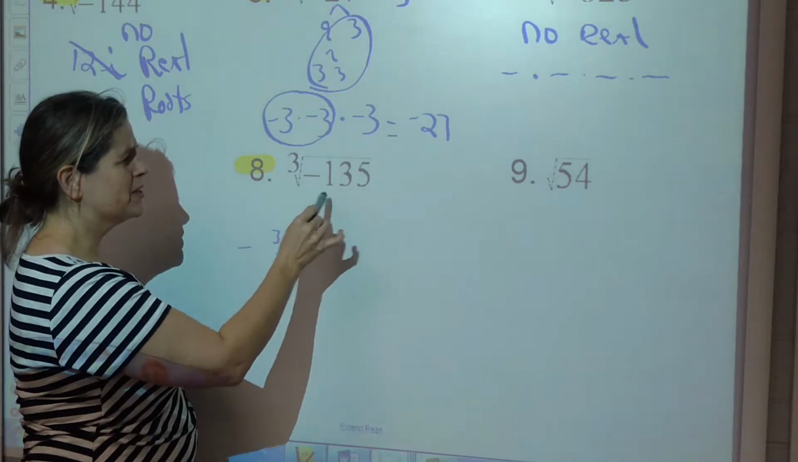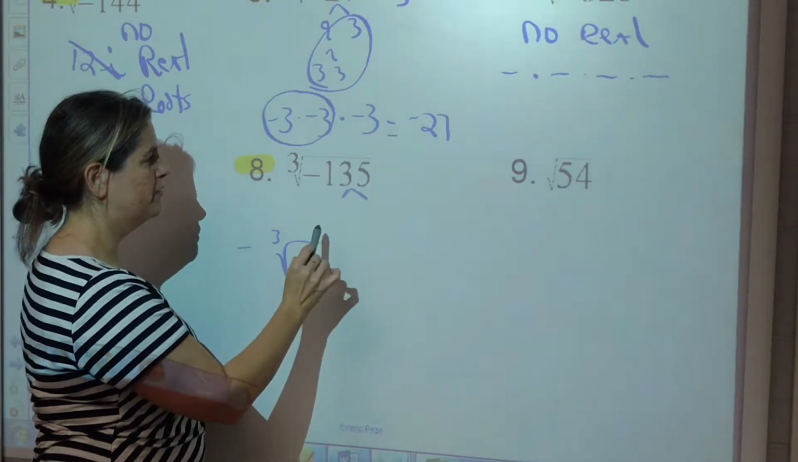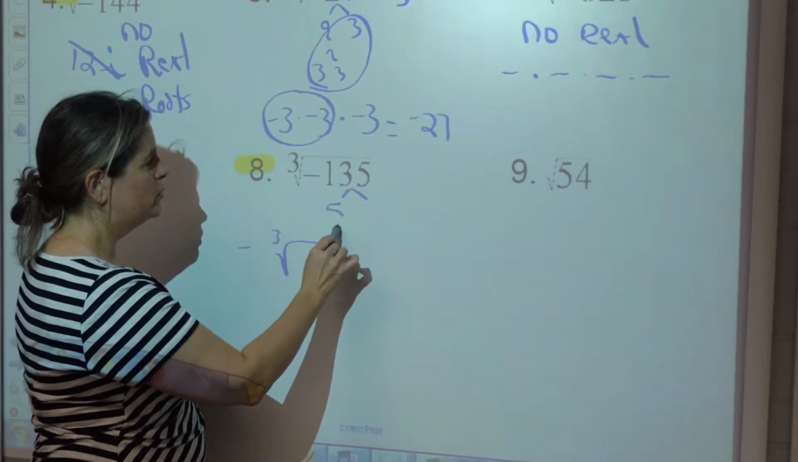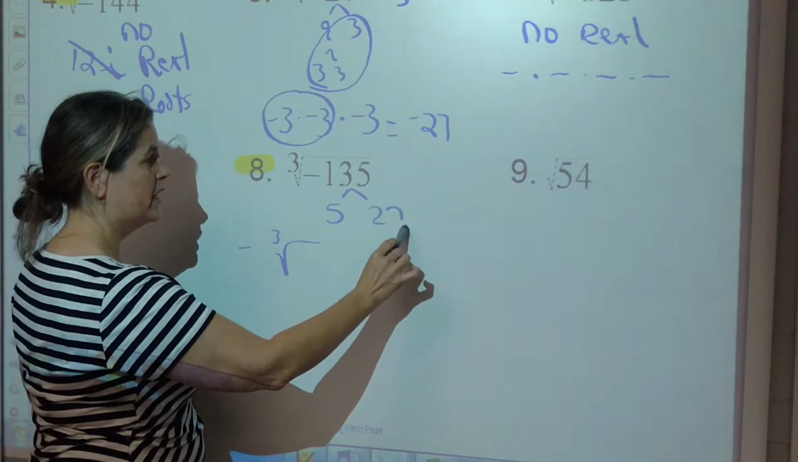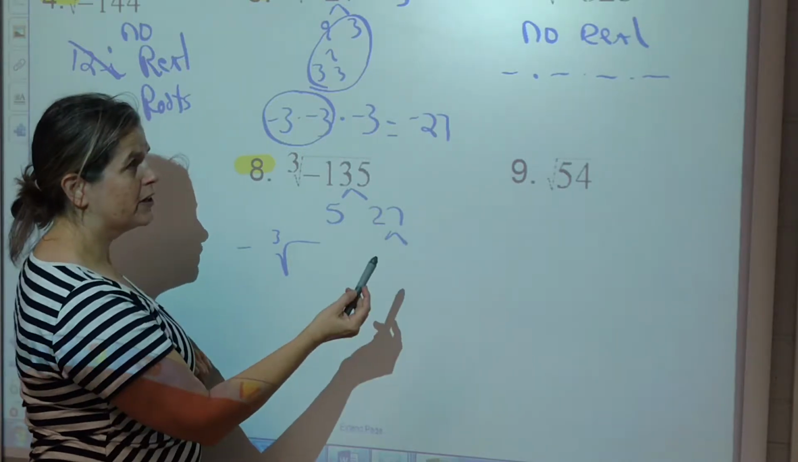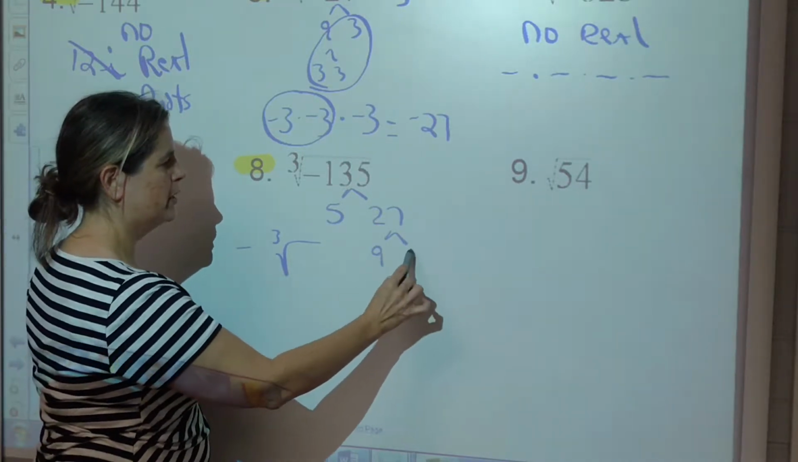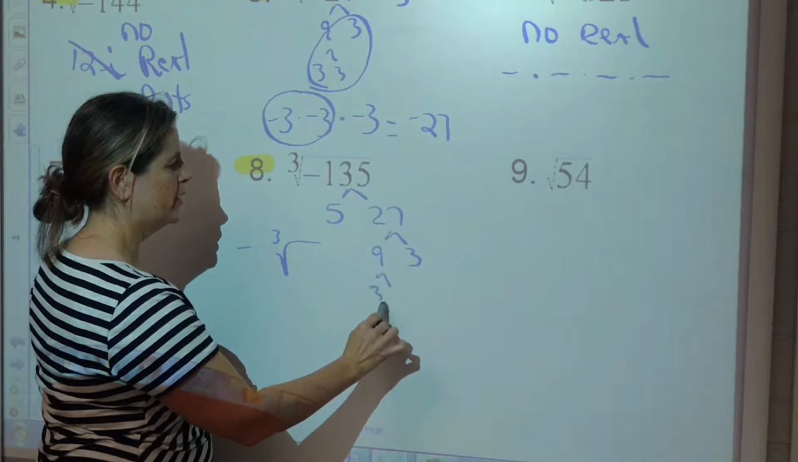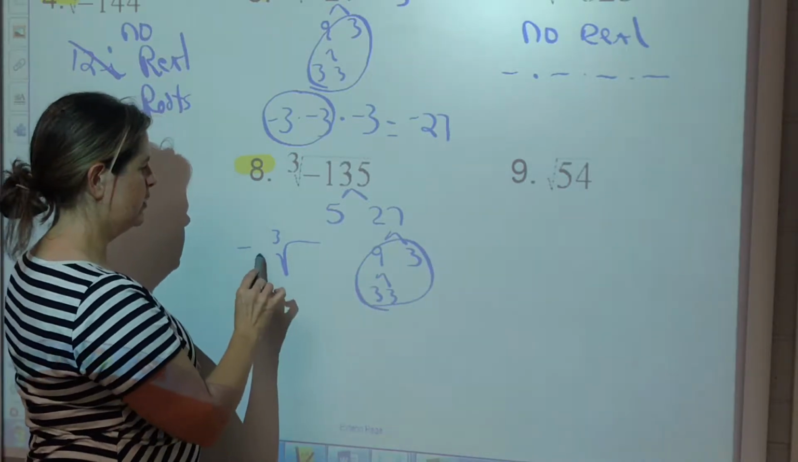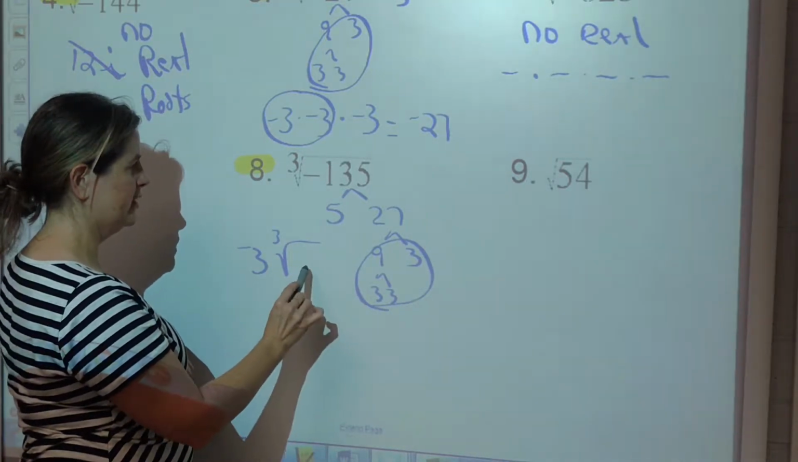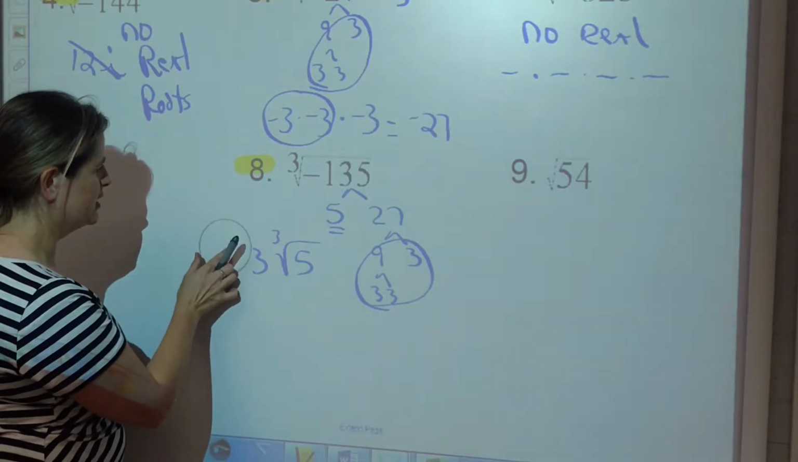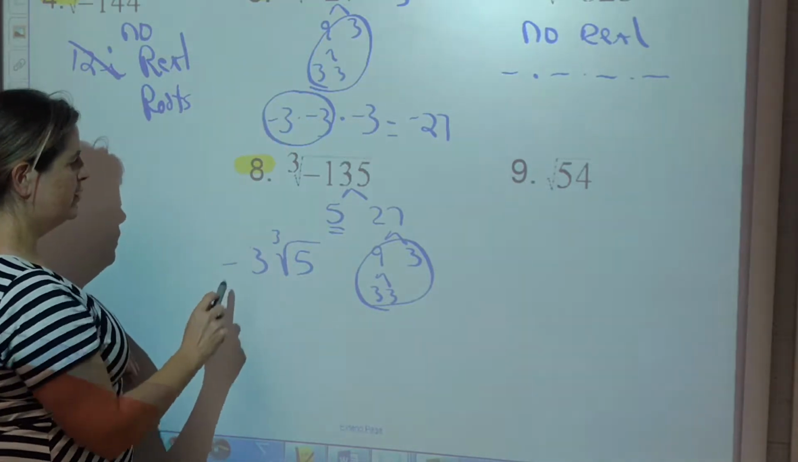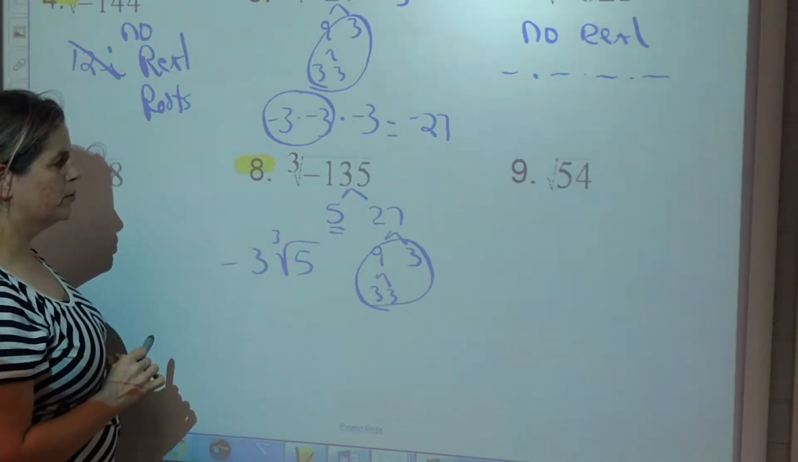This one is not a perfect cube though, so we are going to factor. 5 will go into that 27 times. And hopefully you recognize 27 is a perfect cube, but if not, you can break it down. We have a set of 3s, so that's a -3 on the outside, and the 5, just like with our square roots, would stay inside. So I've got -3 times the cube root of 5.